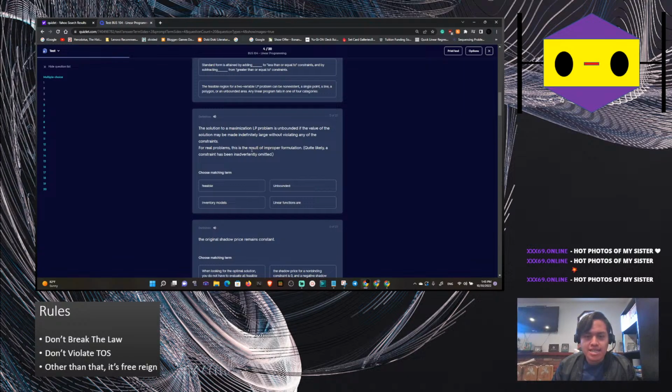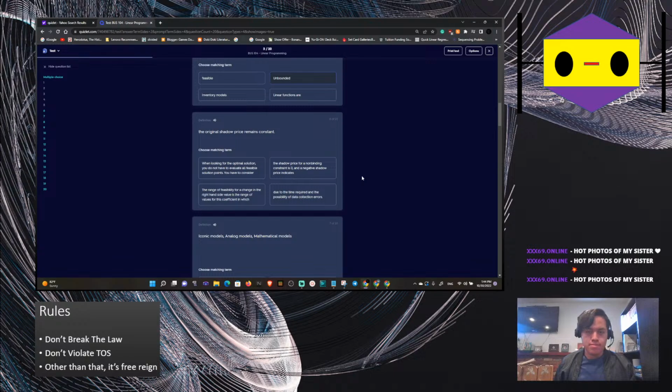So this is the case of unbounded, correct? Not sure. It's unbounded. Yeah, go with unbounded. It's not feasible. Original shadow price remains constant.